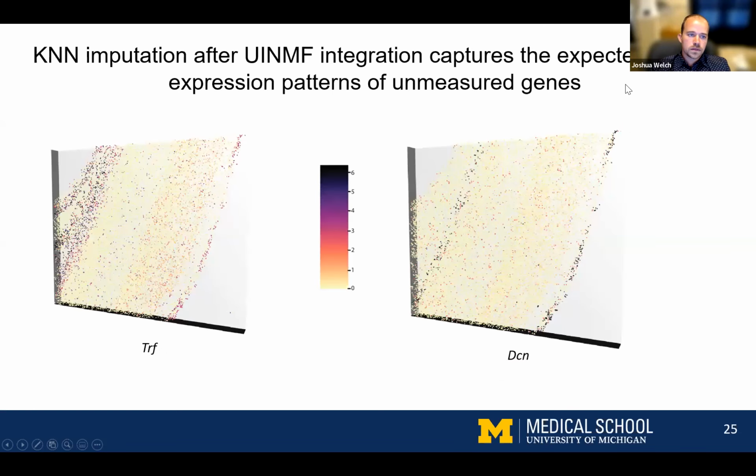And I should say, using the factors inferred from UINMF, we can also impute the expression of many genes that are not measured in the StarMap data, so that we can have approximate spatial expression profiles of these genes. And so here I'm showing two examples, including a marker of oligodendrocytes, which is primarily expressed in the white matter, and a marker of endothelial cells, which is expressed above and below the cortex.